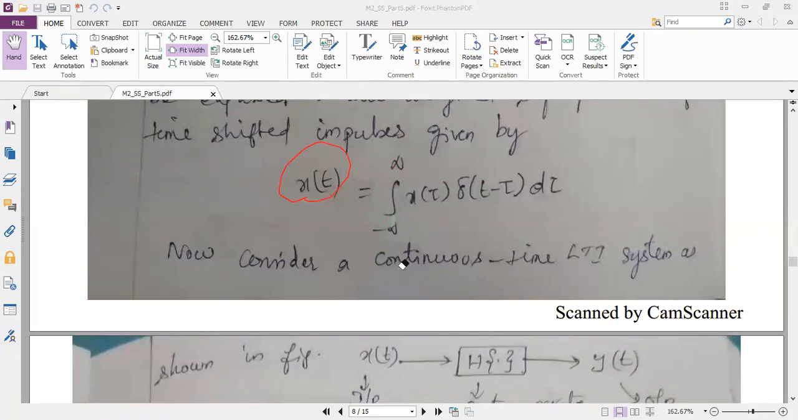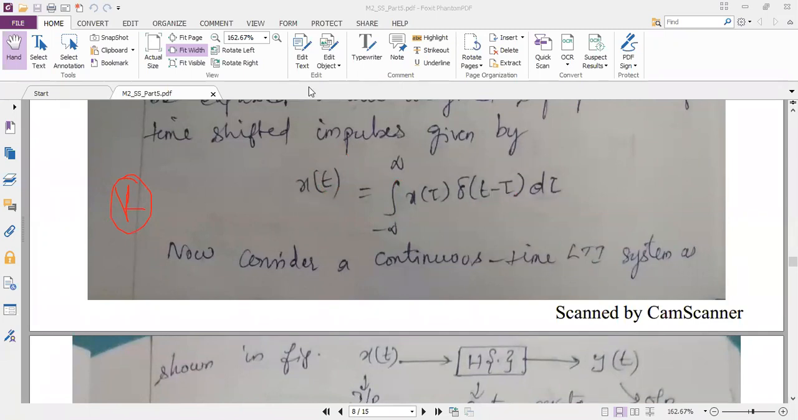My input is in terms of the integral of x of tau delta of t minus tau d tau. See, in discrete time I used the variable k in the formula. Since here it is the time domain, instead of k I will use tau in the formula. So x of t is equal to the integral from minus infinity to plus infinity of x of tau delta of t minus tau d tau.